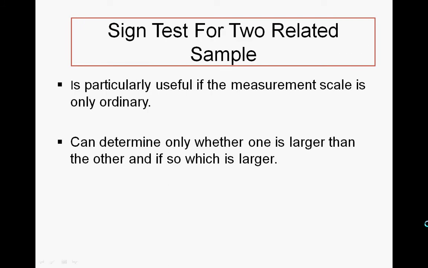The sign test for two related samples is particularly useful if the measurement scale is only ordinal. Also, it can determine only whether one is larger than the other, and if so, which is larger.